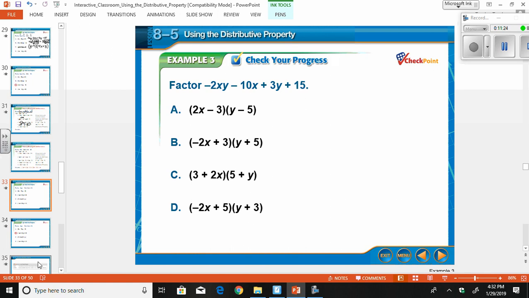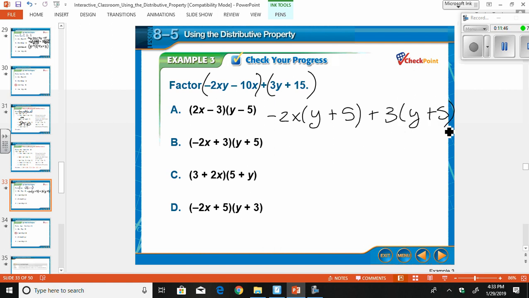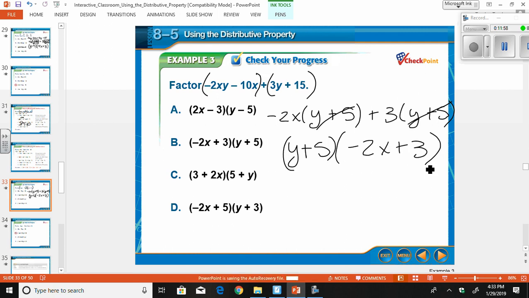Negative 2xy minus 10x, that seems appropriate. So I'll take out that negative 2x. Because we don't like to have a negative in the front, that will leave me with y plus 5 plus 3, y plus 5. So I went ahead and took my negative out first, so that helped me. I have a y plus 5 in common, which leaves me with negative 2x plus 3. So y plus 5, negative 2x plus 3 is B.